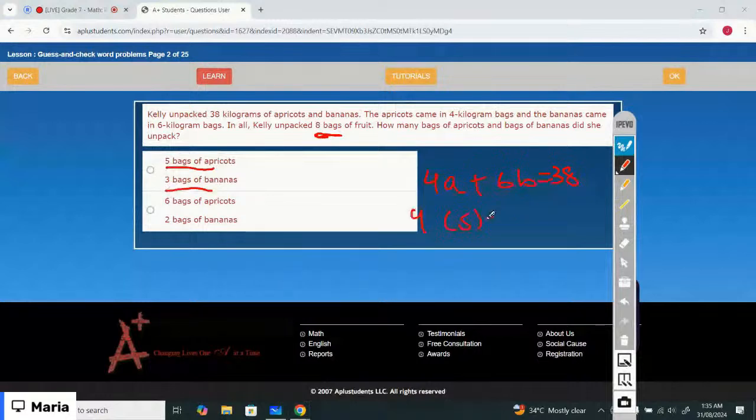4 times 5 plus 6 times 3. So 4 times 5 is 20. 6 times 3 is 18. When you add, they make 38. So option number 1 is the correct option. That means they have 5 bags of apricots and 3 bags of banana. Option number 1 is the correct option.